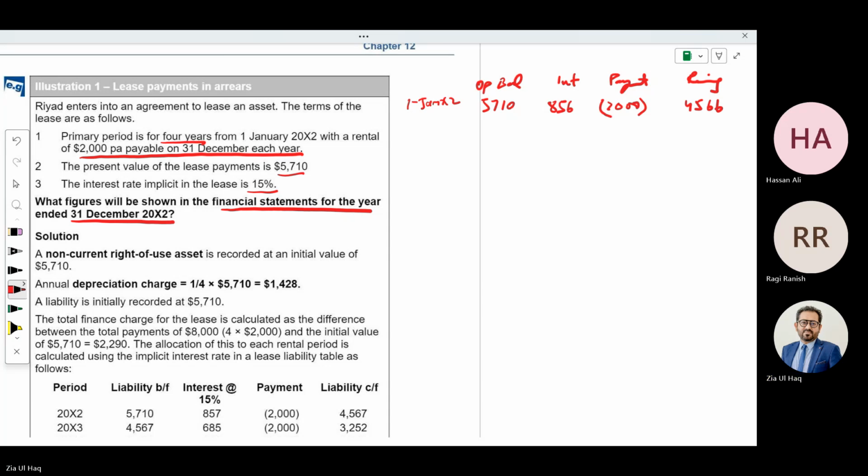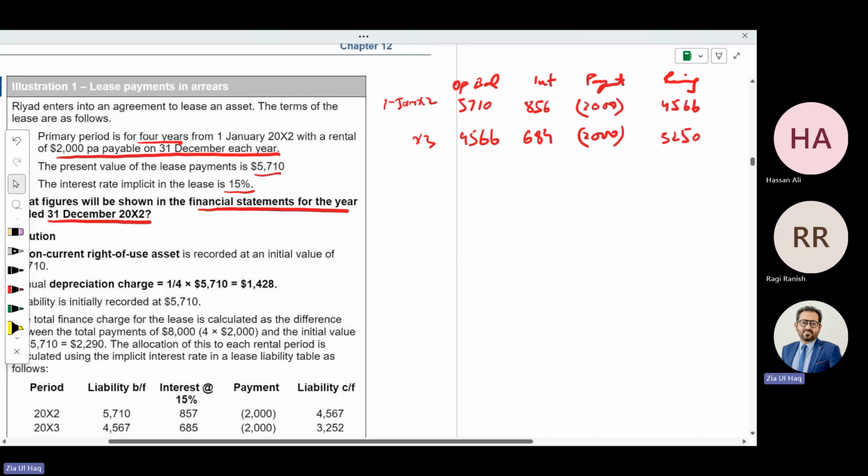Is that at year end of X2? So now if we look at X3, this 4566 will be the opening balance. What is 15% of 4566? 684. And we are making payment of 2000. What is the closing balance? 3250.